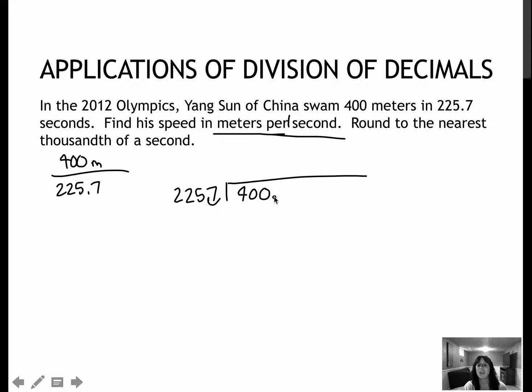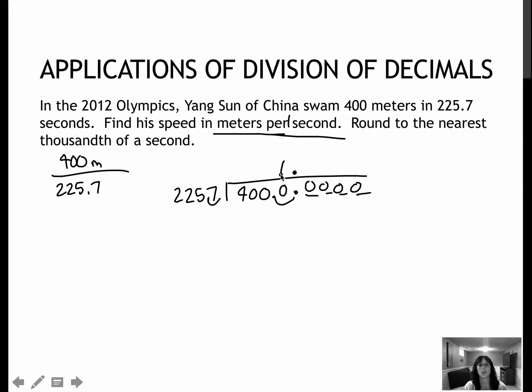The decimal is at the end of 400, so I would move that 1 place, add a 0, and then bring that straight up. Now I've got thousandth of a second, so this would be tenths, hundredths, thousandths. Because I'm rounding, we're going to have to go 1 extra place. So we've got a lot of work ahead of us here.